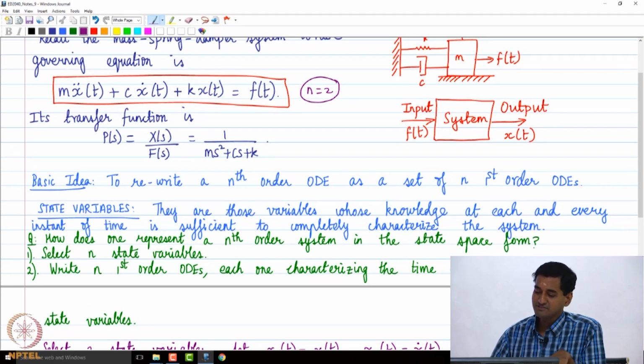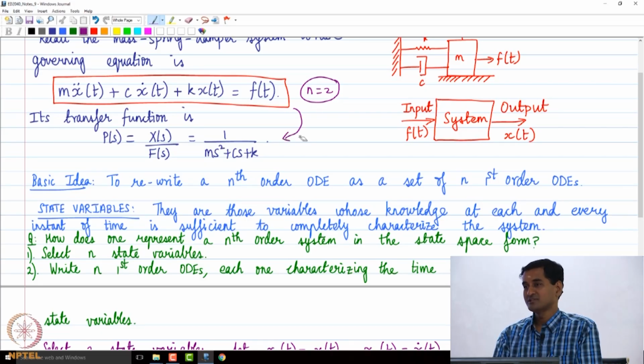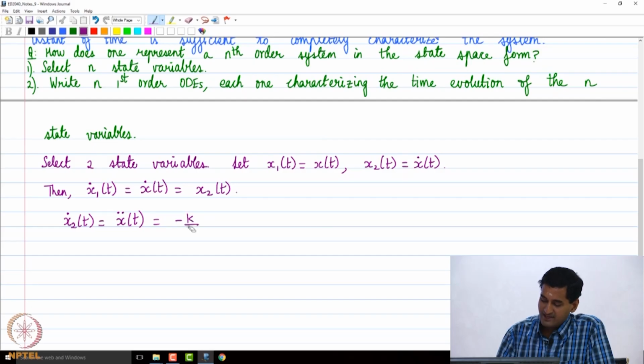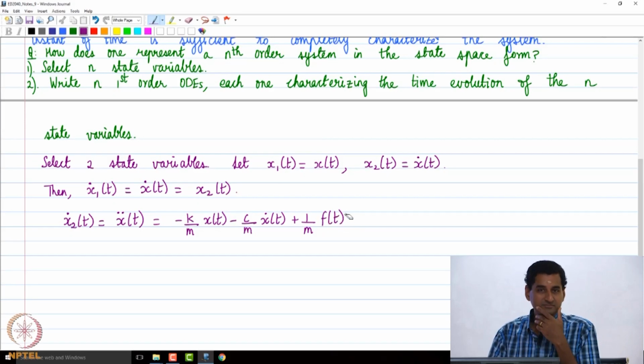So how did we get the transfer function? The transfer function came from the governing equation of motion. We use the governing equation of motion for the system to derive the transfer function, did we not? Similarly, we have to use it for the state space representation also. So from the governing equation of motion, I can write x double dot as minus k divided by m x of t minus c divided by m x dot of t plus 1 divided by m f of t. Am I correct? I just rearranged terms.